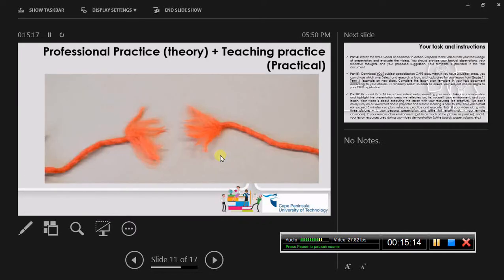Right. Now this lesson is tying up two different components of your subject, which is professional practice, the theoretical component, and the teaching practice, practical. Because of COVID-19 and coronavirus, unfortunately plans were derailed for you to go out for teaching prac. Right, so we're going to try and accommodate you in terms of your task that we have prepared for you and tie the two strings together.